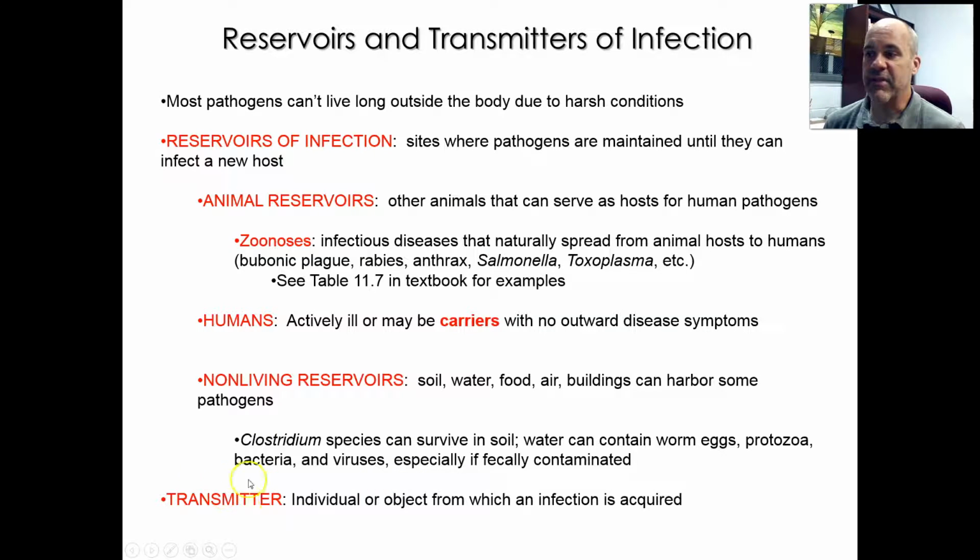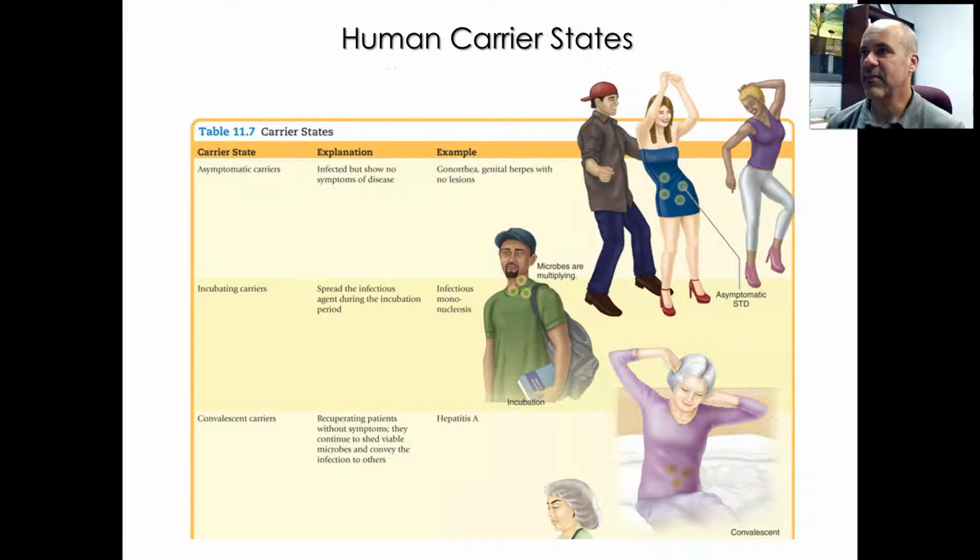All right, a transmitter is going to be an individual or an object from which an infection is actually acquired. I just mentioned that in some instances you may be harboring a microorganism that's pathogenic, and even though you're not actually sick from it, you don't have any symptoms, you can still transmit that to other individuals. And so there are various human carrier states, and your textbook has a nice table that explains some of these. Some interesting graphics over here as well.